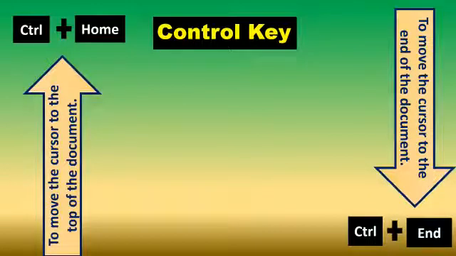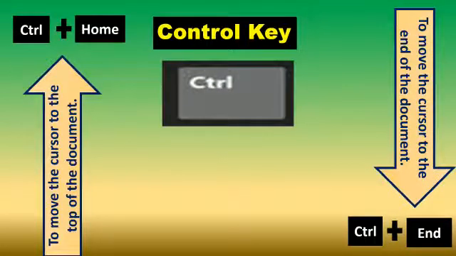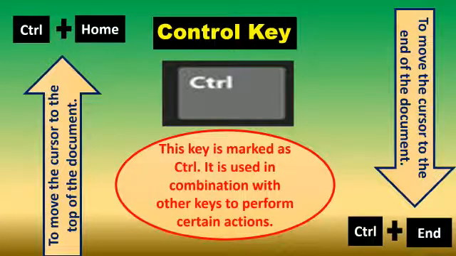Let us understand the use of a Control key. Control key is marked as CTRL. It is used in combination with other keys to perform certain actions. For example, if you press Ctrl and Home key together, then it will move the cursor to the top of the document. And if you press Ctrl and End key together, then it will move the cursor to the end of the document.